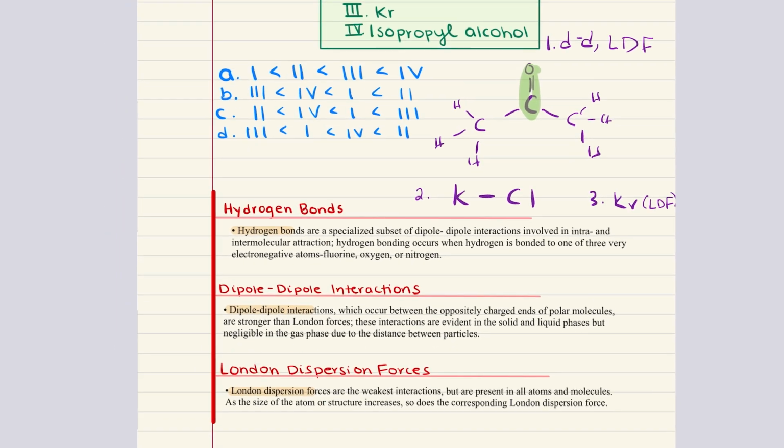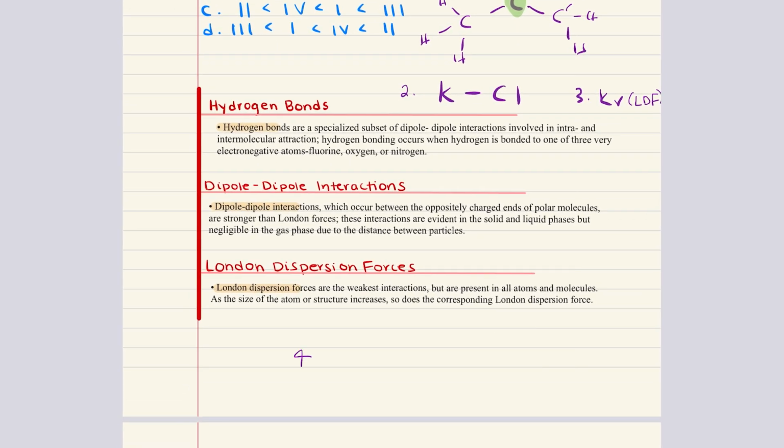And then our last molecule is isopropyl alcohol. So let me also go ahead and draw that out for you. You have carbon that's bonded to an oxygen that's bonded to a hydrogen. And then this carbon is also bonded to 2 carbons. Each of these carbons have 3 hydrogens. These are methyl groups at the end as well.